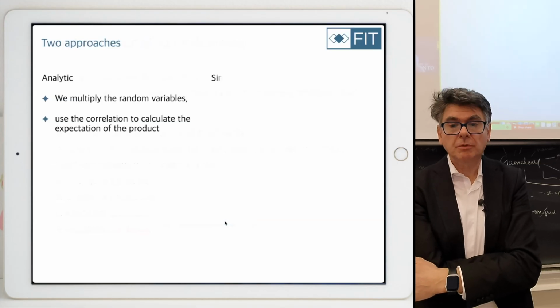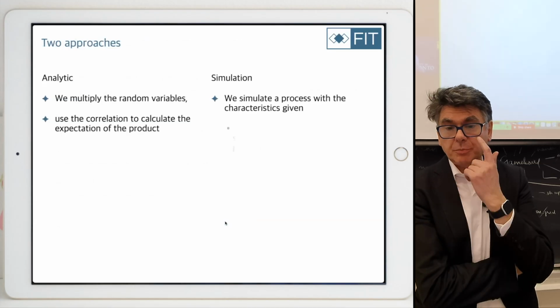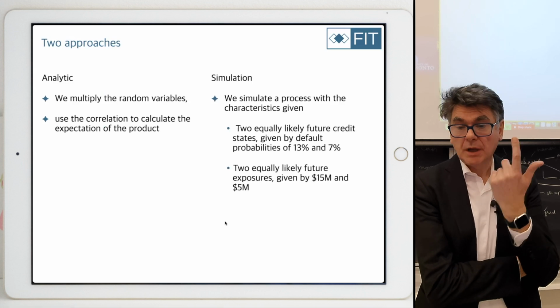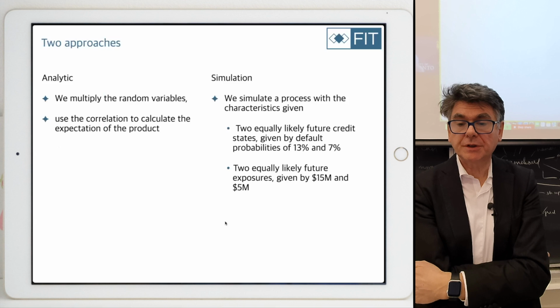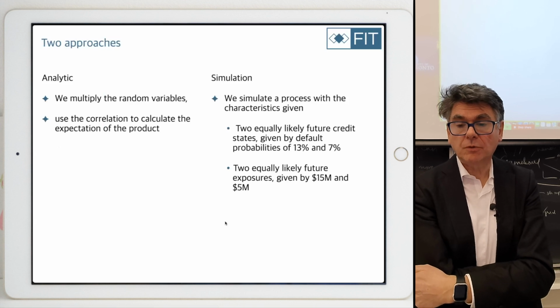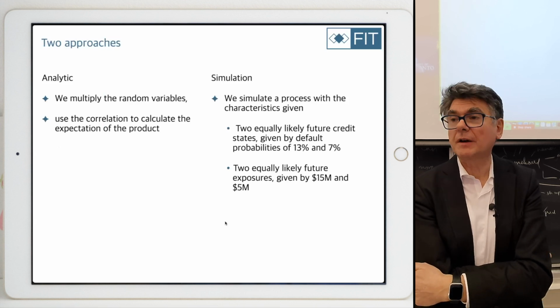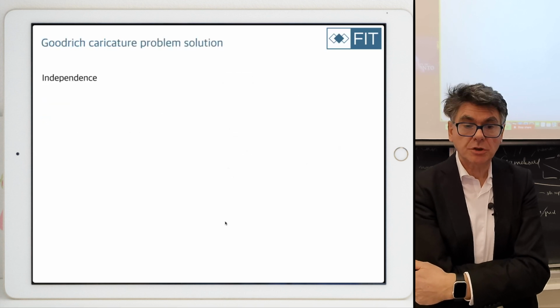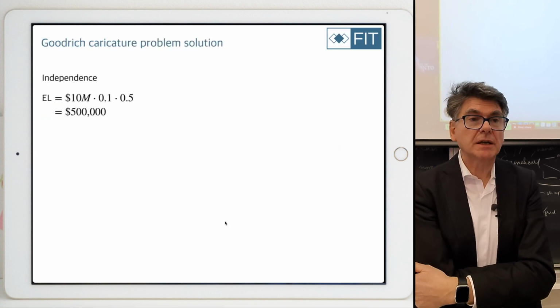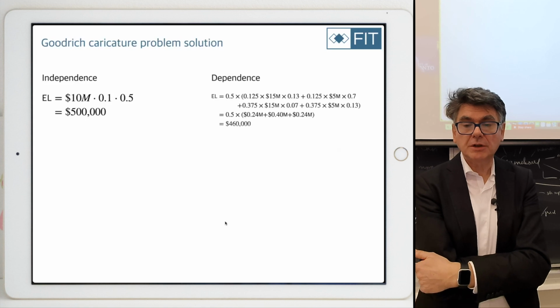So as usual, I want to follow the simulation approach, just as before. I'm going to assume 2 situations for default probabilities, 13 and 7, and 2 situations for the exposures, 15 and 5, and negative 50% correlation. So the independence calculation is $500,000, no question there.